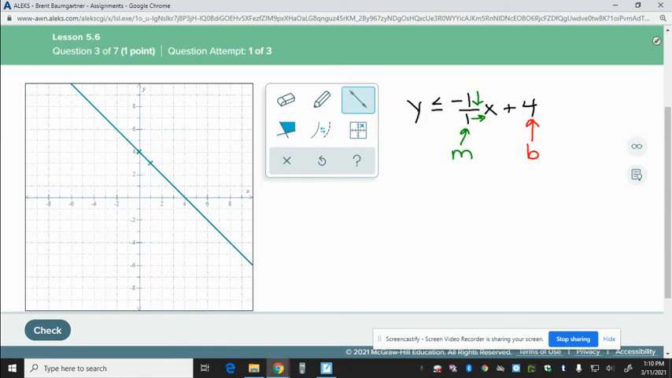And now I have my line drawn, but I need to make a decision. Is this a dotted or a solid line? So what I need to do is I need to look at this symbol, and I see that there's a line under it, which indicates it's solid. So I'm going to keep it just like it is. Okay, now here's the last step. We need to either test a point or use a different method of solving. So I'm going to start by testing a point.